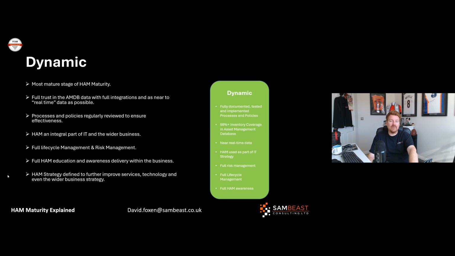Rationalized is another good area to be. Percent inventory coverage: you have only got 2% that is not in your AMDB, and that 2% should be known. It should be ones that you found on the procurement list from years ago, or certain DMZ zones. It should still be known. You are absolutely flying if you get to this dynamic level of HAM maturity.